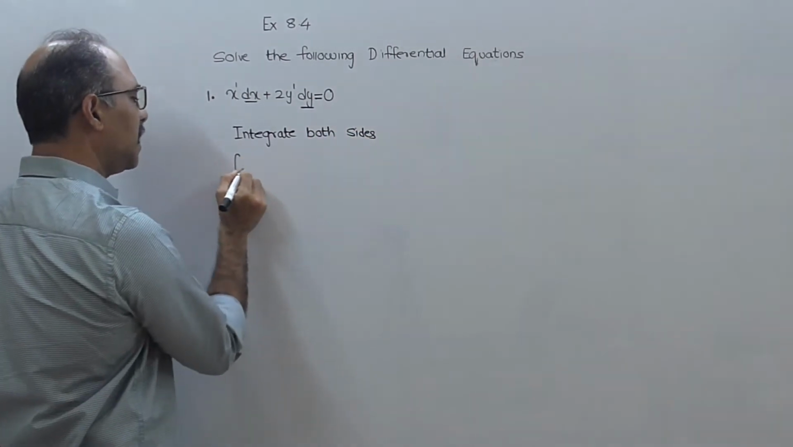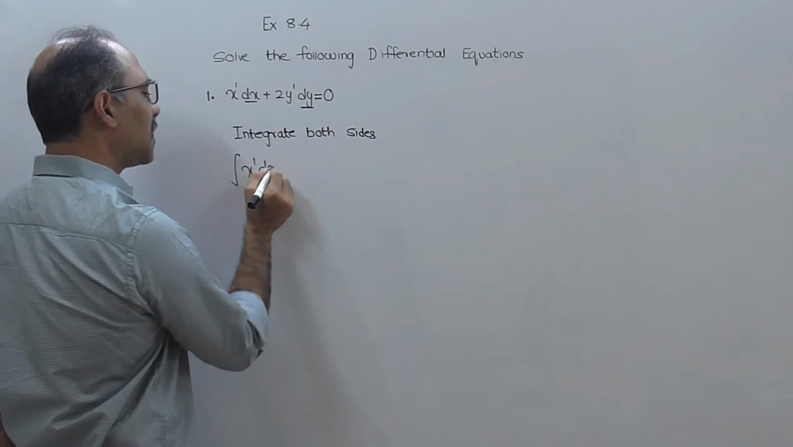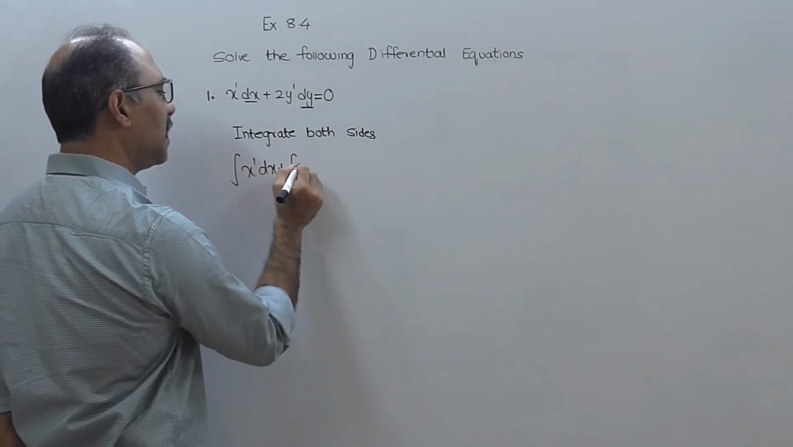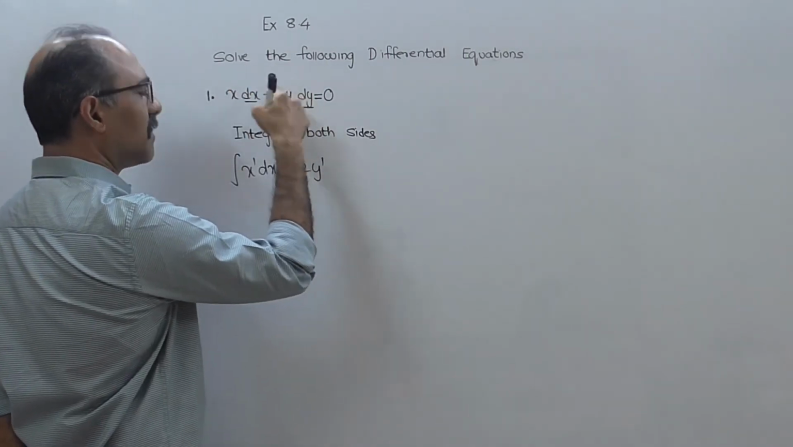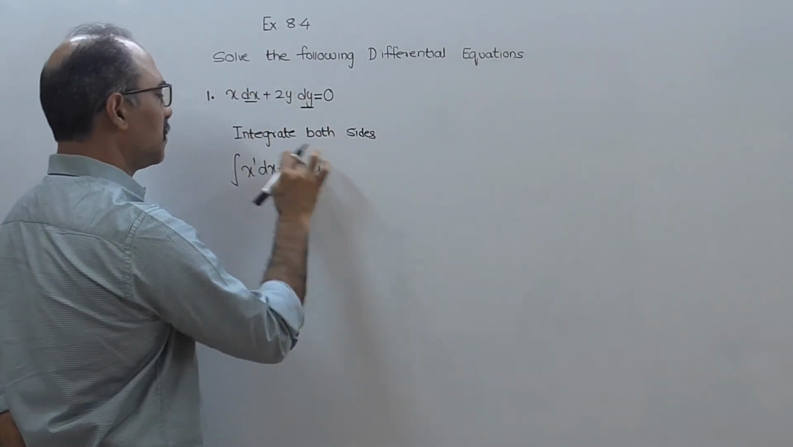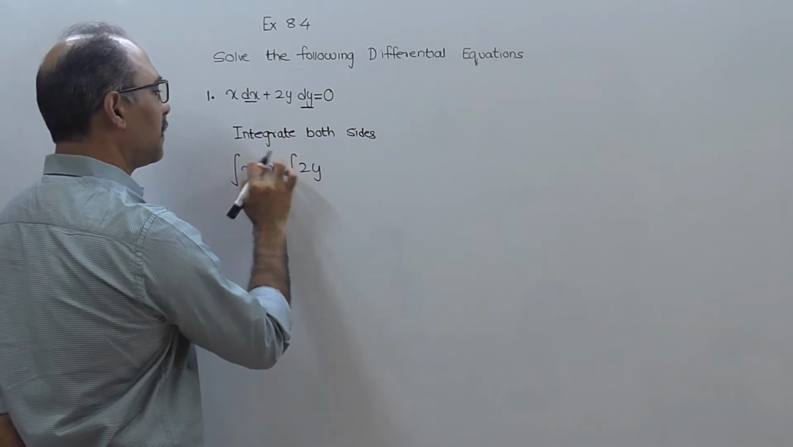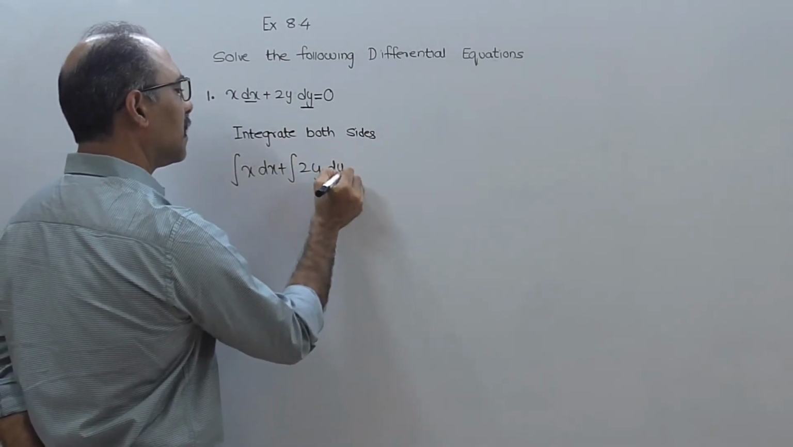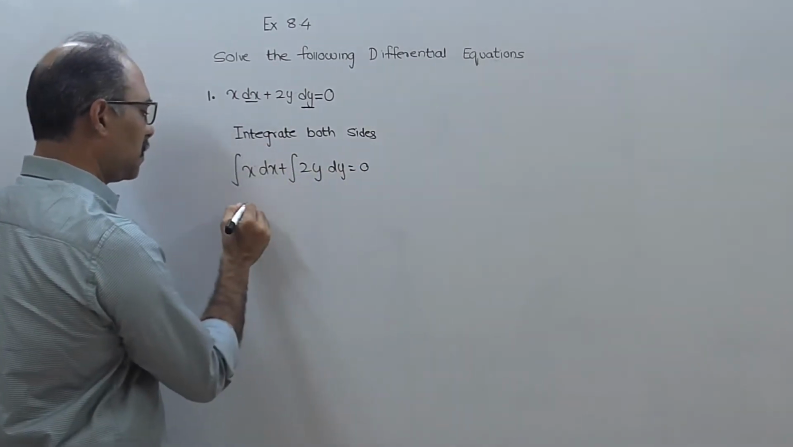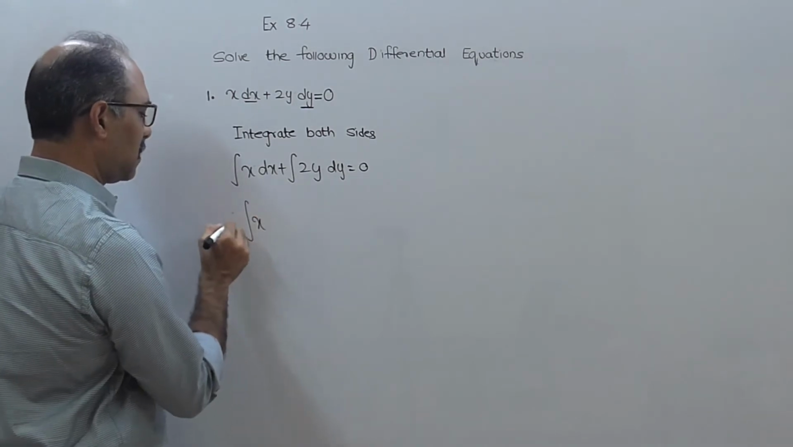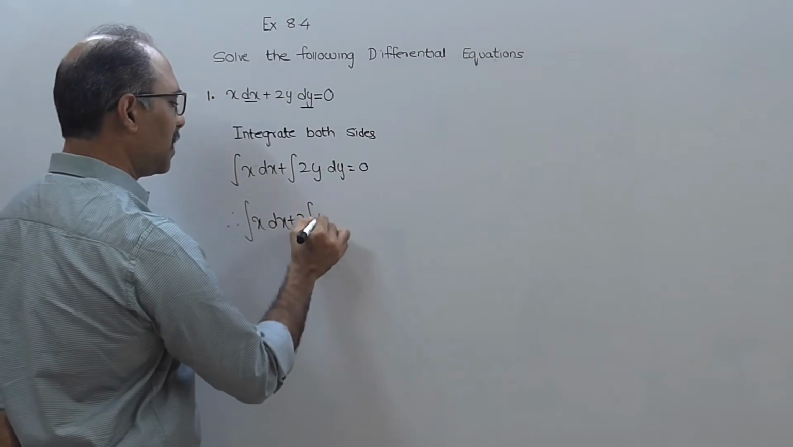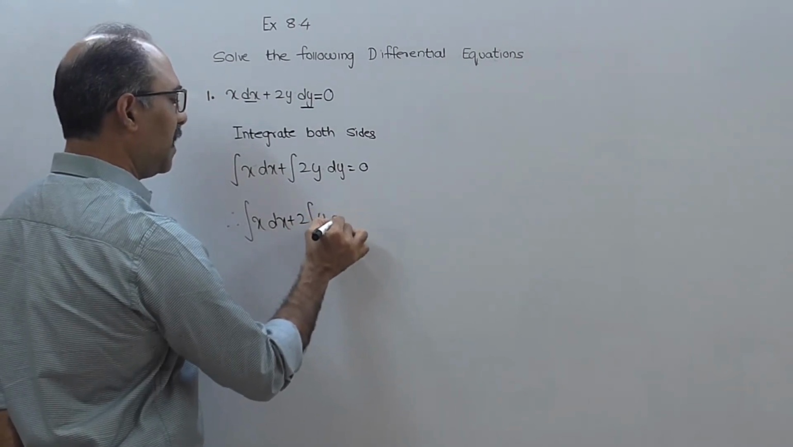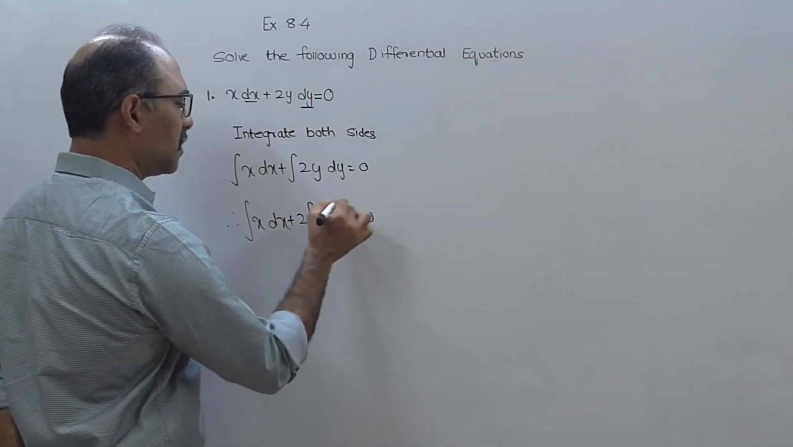Integrate both sides means integration of x raised to 1 dx plus integration of 2 y raised to 1. This is not x dash y dash, I was talking about the power. So let it be x and y, and dy, I hope, is equal to 0. So I can write this as, therefore, integration x dx plus 2 integration y dy equal to 0.